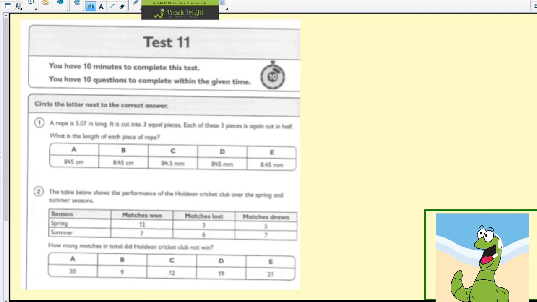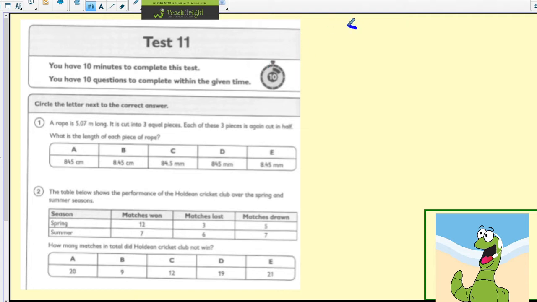So guys, I realise this one's a little blurry, but hopefully you are using your copy of the book to read along with me. So test 11, again, it was 10 minutes. A rope is 5.07 meters long. It's cut into 3 pieces. Each of the 3 pieces is cut in half again. What is the length of each piece of rope?